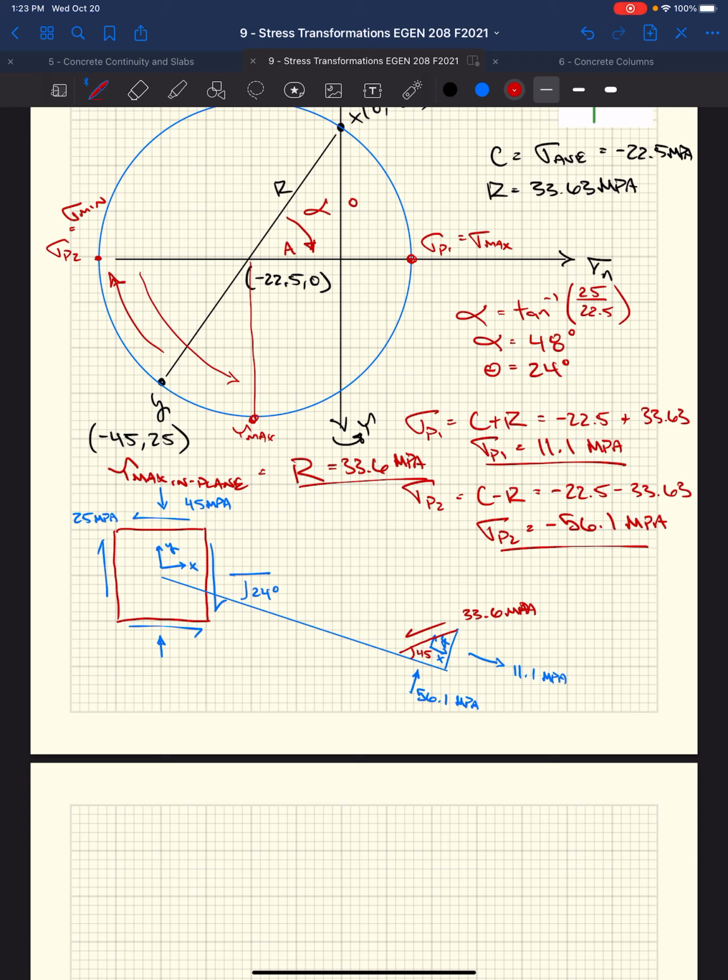This coordinate, though, also has a normal stress, right? It's not sitting on the y-axis. It's sitting off to the left, so we know that it's got a compressive normal stress on it. Well, that coordinate is directly below the center, right? So our x-coordinate for the center is 22.5, so we're going to have this 22.5 megapascal compressive stress acting on that face, okay?